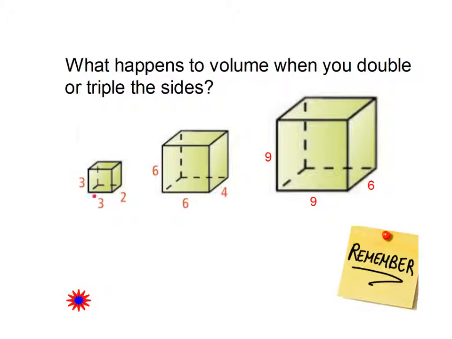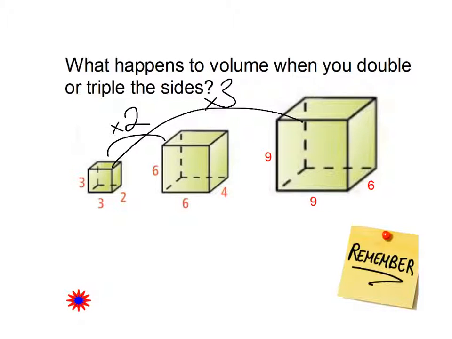So you can look here with this 3 by 3 by 2 prism. Now it's a 6 by 6 by 4. So we have a scale factor of times 2 here. Or if I go 3 by 3 by 2 and turn it into 9 by 9 by 6, that one has a scale factor of 3. So I'd multiply everything by 3. So what I want to look at is, if you take all the sides and double them, how does that affect your volume? Or if you triple them, how does that affect your volume? All right, so let's find the volume of each one of these.